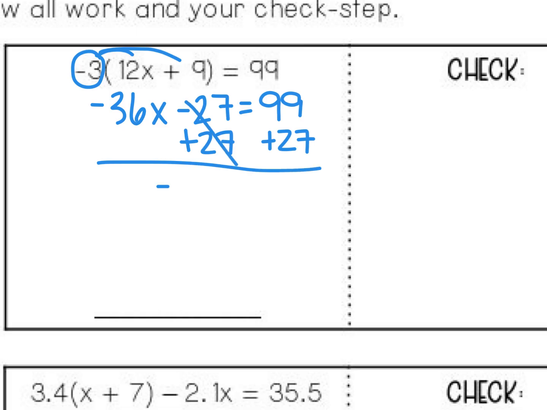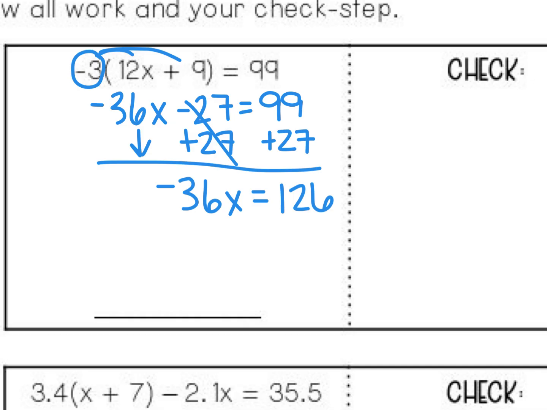So I have negative 36x. When you write this 36x, make sure you bring that negative down. Please don't leave your signs off. It will mess you up. Equals, what is this? 126. How are we feeling so far? Okay. And then last step, move your coefficient.